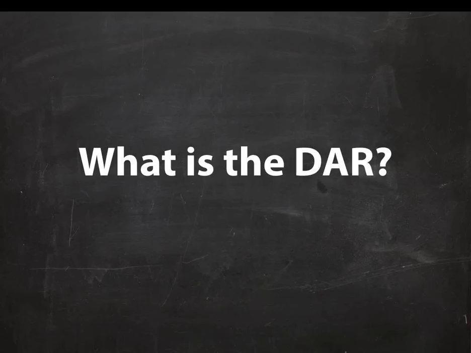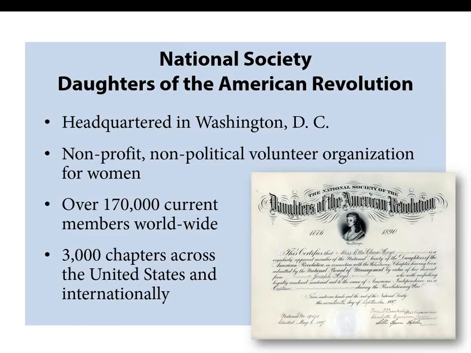There are exceptions, though. The National Society Daughters of the American Revolution is headquartered in Washington, D.C. They are a nonprofit, non-political, volunteer service organization for women. There are over 170,000 current members worldwide.